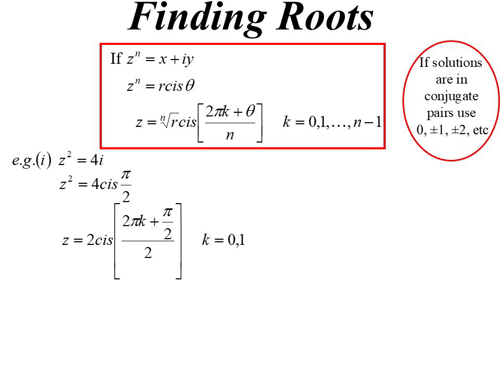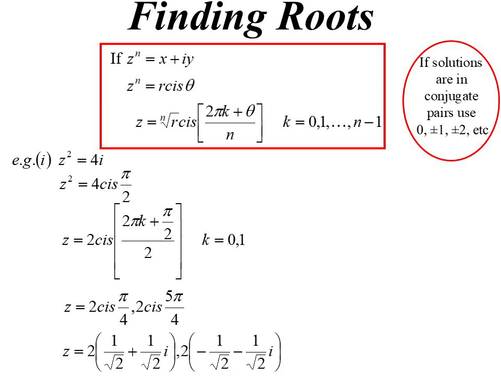I need two solutions, so if I substitute in 0 and 1, I can get two answers. And so there they are, 2 cis pi on 4, 2 cis 5 pi on 4, but I want them in Cartesian form. I end up with root 2 plus root 2i and minus root 2 minus root 2i. I could have picked any two consecutive numbers I like and I would have come up with the correct answer.